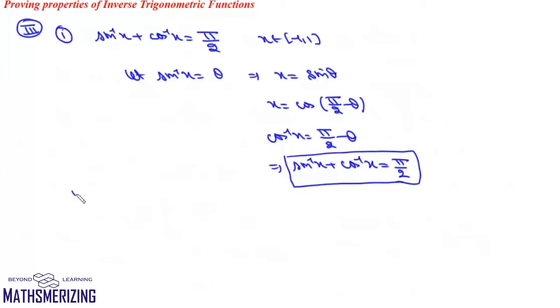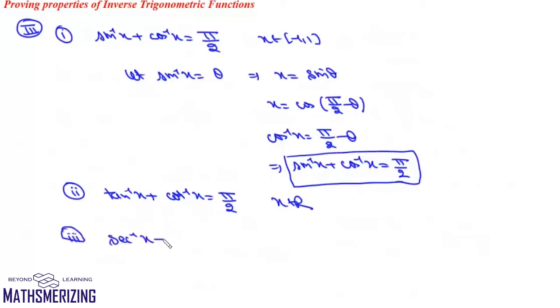In the same way, we can prove tan inverse x plus cot inverse x equals pi by 2 when x belongs to R. And the third one is secant inverse of x plus cosec inverse of x equals pi by 2 when x belongs to minus infinity to minus 1 union 1 to infinity.